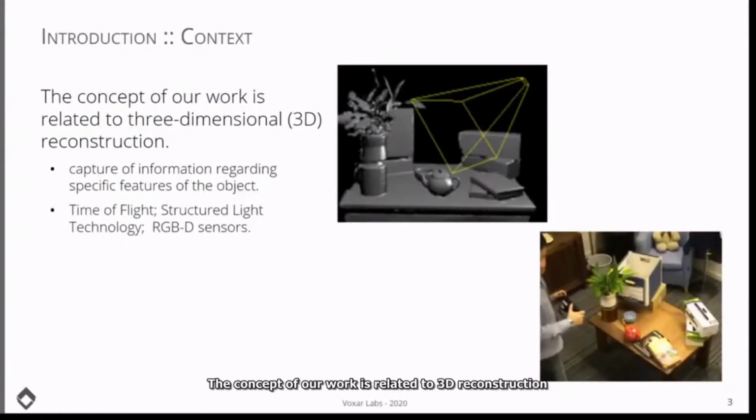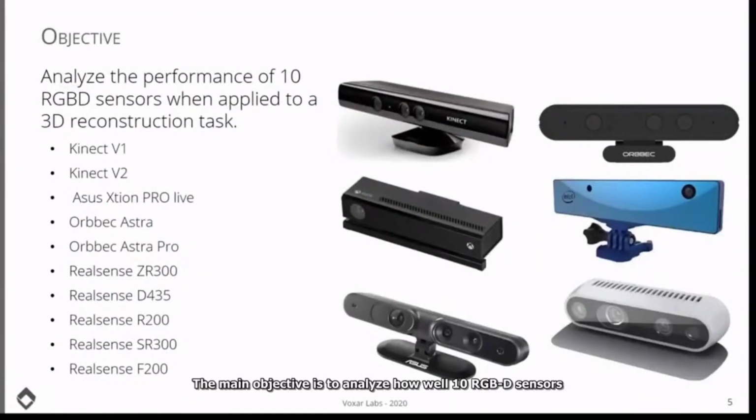Today I will present the work called Comparison of RGBD Sensors for 3D Reconstruction. The concept of our work is related to 3D reconstruction, which is the process of capturing the shape and appearance of the real object. One way to capture that information is through RGBD sensors. The main objective is to analyze how well 10 RGBD sensors perform when applied to a 3D reconstruction task.